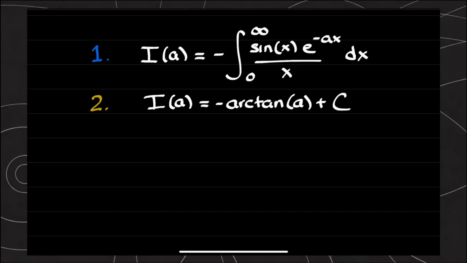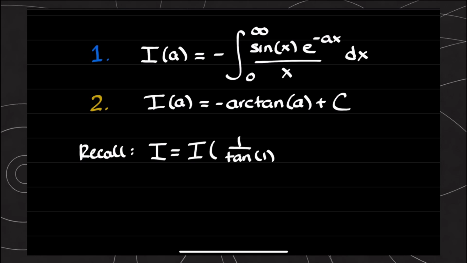Perfect, now we have two expressions for I of a. We have our original expression here, and we also have our new Feynman expression down here, which is only in terms of our parameter. Now let's recall what we're actually interested in. Our original integral was I evaluated at 1 over tangent of 1.